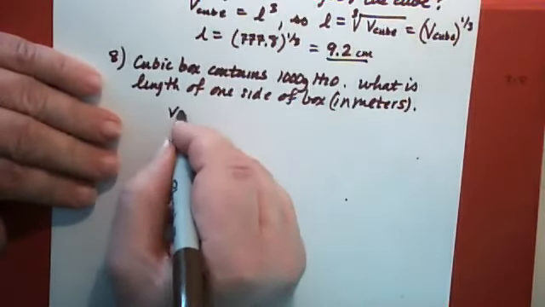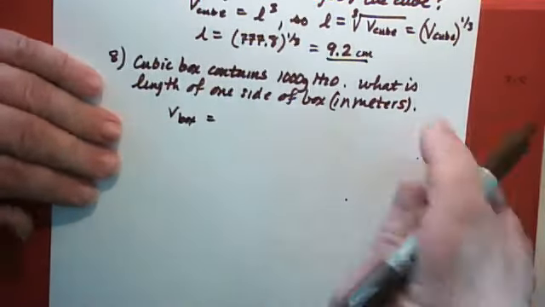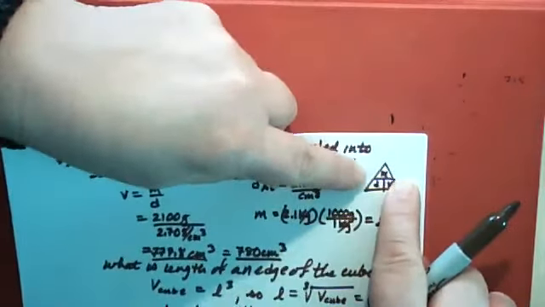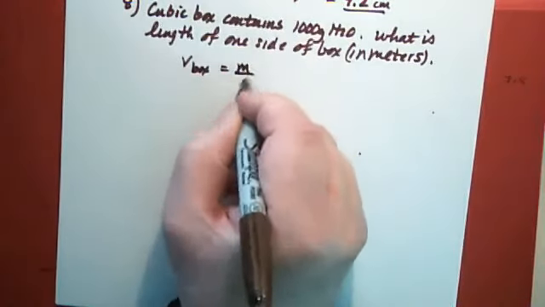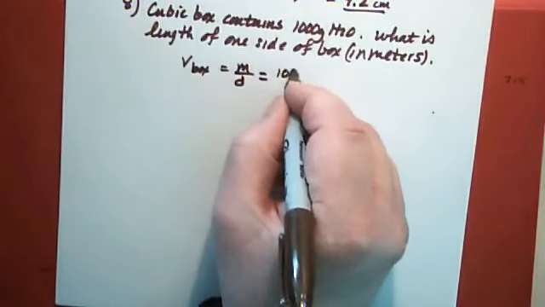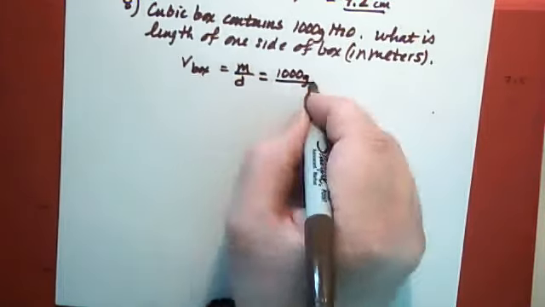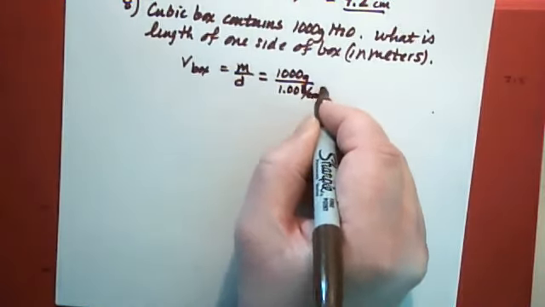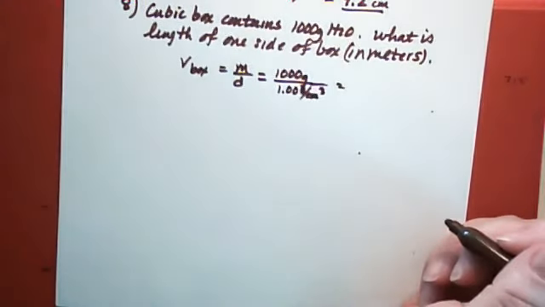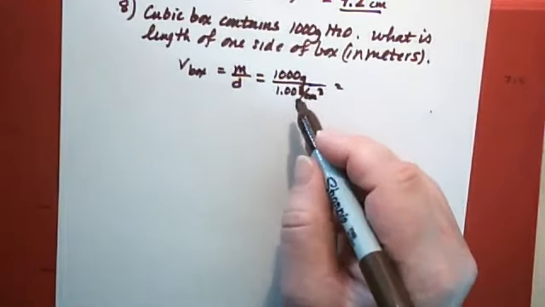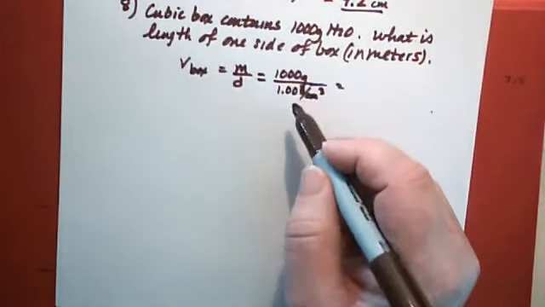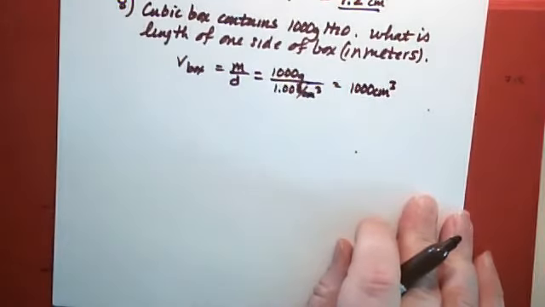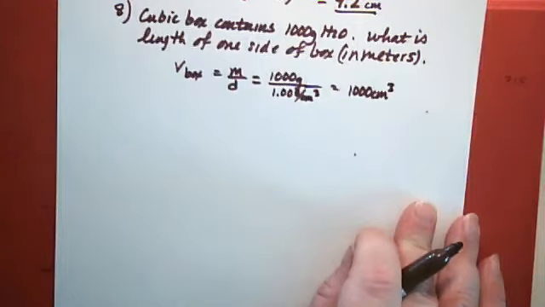That's the mass. The volume of the box is going to be mass over density. And so that's the 1,000 grams of water divided by the density of water, which is 1 gram per cubic centimeter. 1,000 divided by 1 is 1,000. And so 1,000 cubic centimeters is the volume of the box.